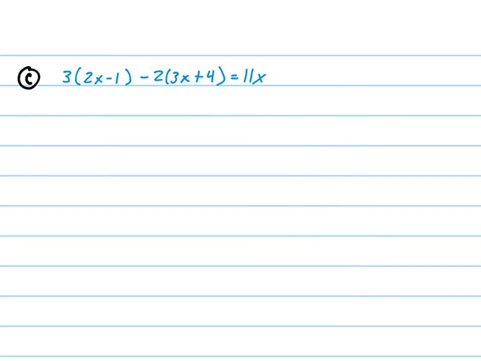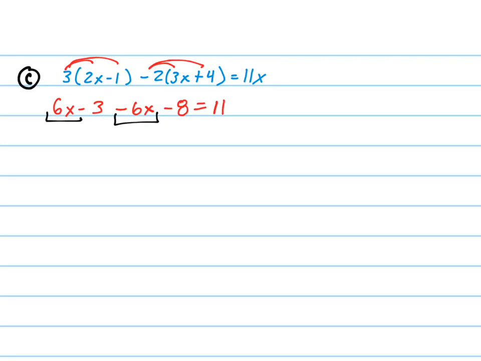Example C, we have more of the same. We'll go ahead and distribute first. So in this case, we're going to distribute the 3. So that's 6x minus 3. I'm going to distribute the negative 2 throughout. So that's going to give us negative 6x minus 8 equals 11. On the left, we'll go and combine like terms. We've got 6x and negative 6x, which is going to be 0.